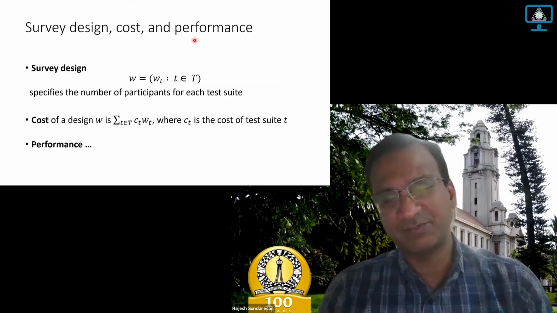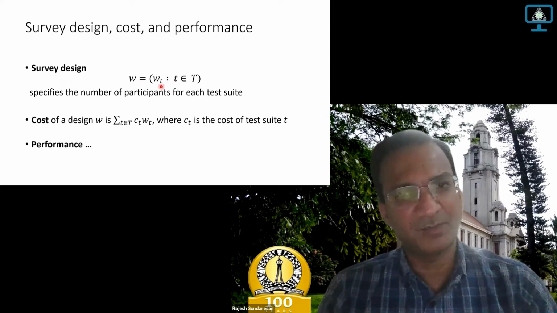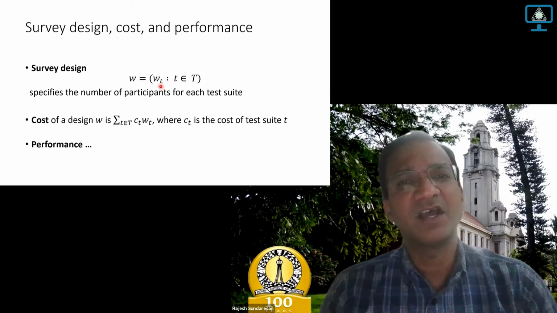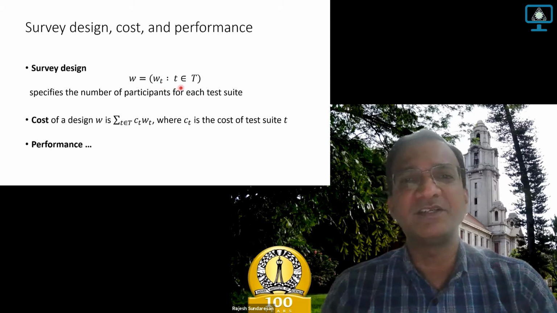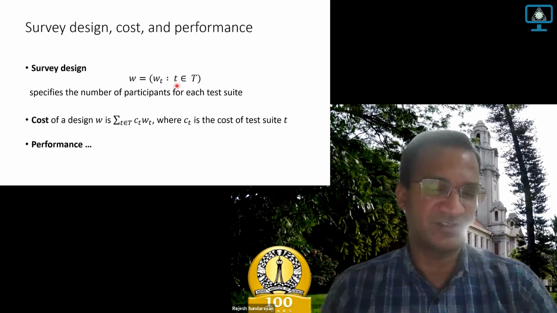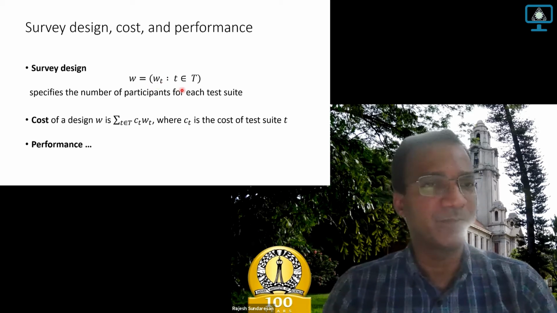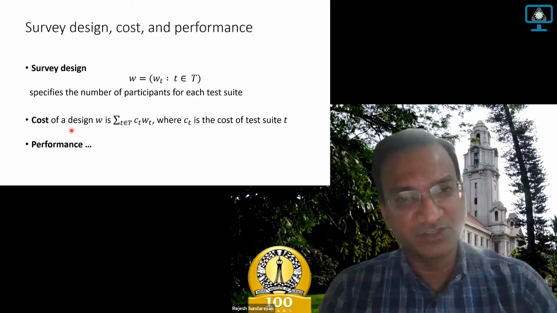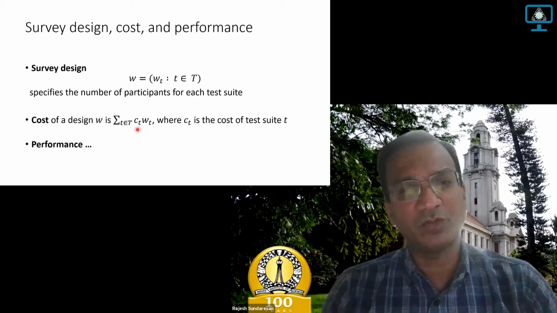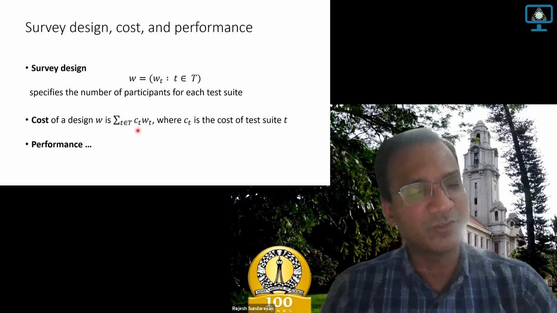I'll now describe survey design, cost, and performance. The survey design is just a bunch of numbers that indicates how many participants, let's say WT, will be administered a test suite T, and this is for every test suite. So it's a collection of a number of participants for each test suite. And the cost of this design is, what is the cost of this test suite? So let's say that that's CT for test suite T.